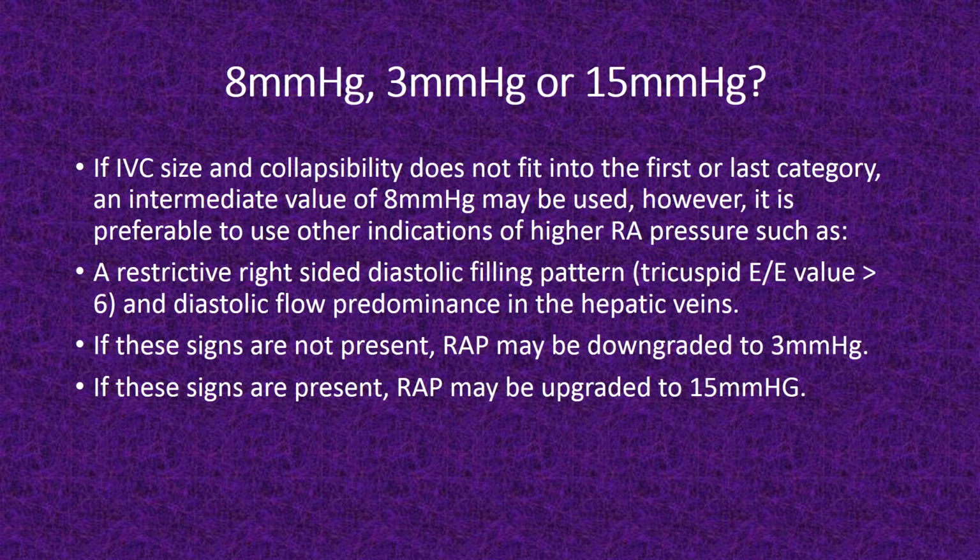If IVC size and collapsibility does not fit into the first or last category, an intermediate value of 8 millimeters of mercury may be used. However, it is preferable to use other indications of higher RA pressure, such as a restrictive right-sided diastolic filling pattern and diastolic flow predominance in the hepatic veins. If these signs are not present, RAP can then be downgraded to 3 millimeters of mercury. If these signs are present, RAP may be upgraded to 15 millimeters of mercury.